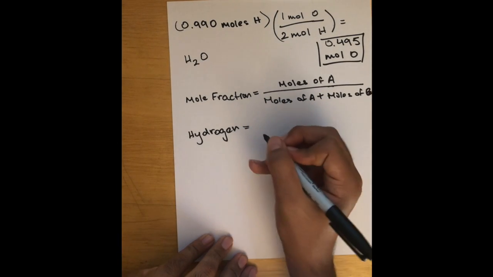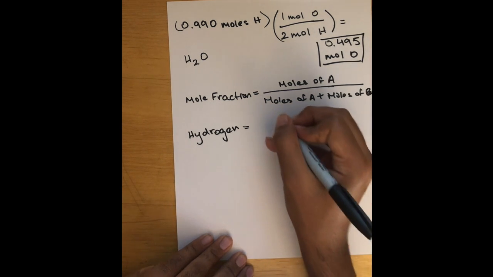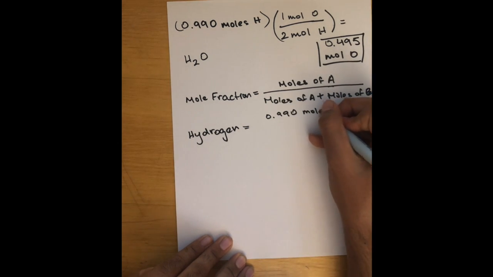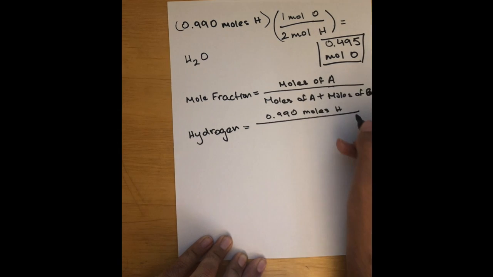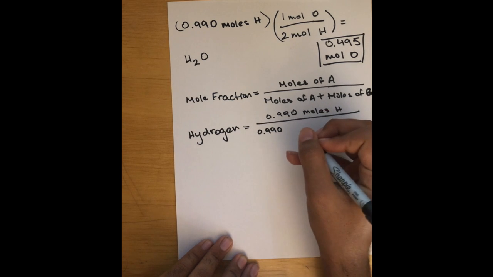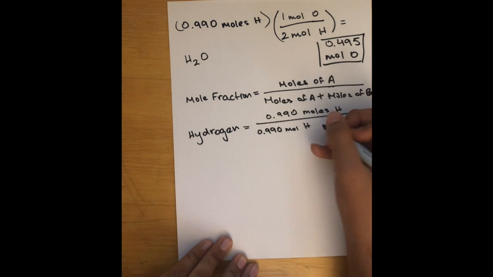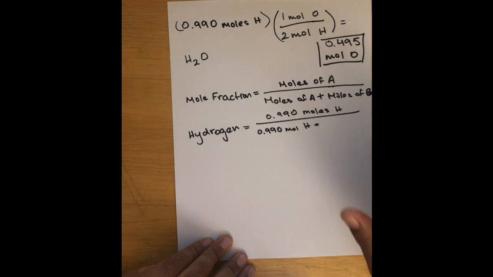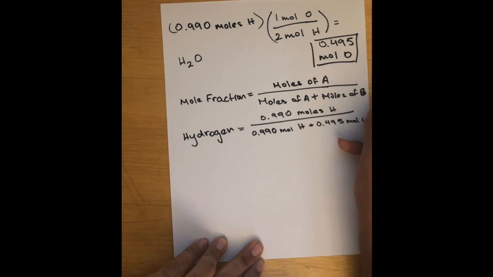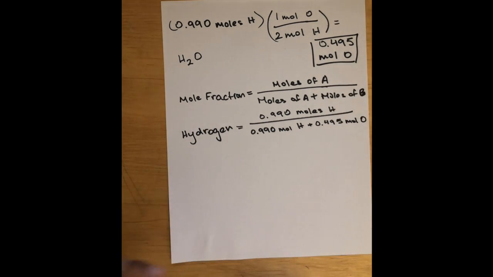So all we're going to do is we're going to find the moles of hydrogen, which we know to be 0.990 moles hydrogen. We'll put that over our moles of hydrogen, of course, 0.990 mole H, plus our oxygen quantity, which we've determined to be half of what the hydrogen quantity is, and thereby it's going to be 0.495 moles of oxygen. So now it's just going to be simple addition and then division.